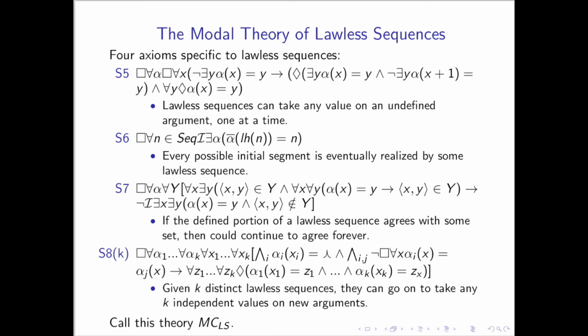And then finally, S8, it's actually a schema in the number K, but given K distinct lawless sequences, those lawless sequences can go on to take any independent K values on new arguments. So if I've got alpha 1 through alpha K, and they're so far undefined on the arguments x1 through xk, then they can take any k values on those arguments, x1 through xk.